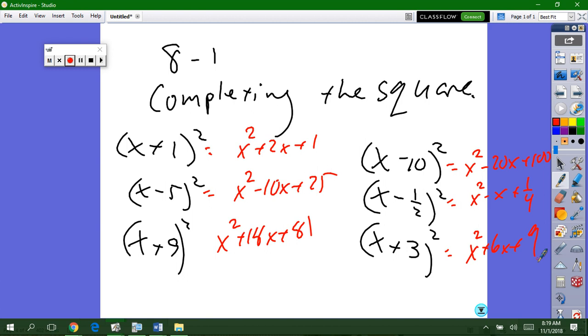All right. There's a pattern. Okay. Do you see the pattern? If you'll notice, this is a binomial squared. Every single one of them, right? Okay, and if you'll notice, how do we get from x to the x squared? You're squaring it. Make sense, everybody?